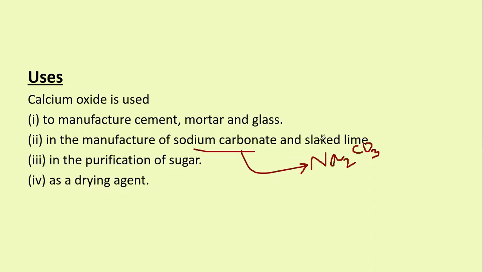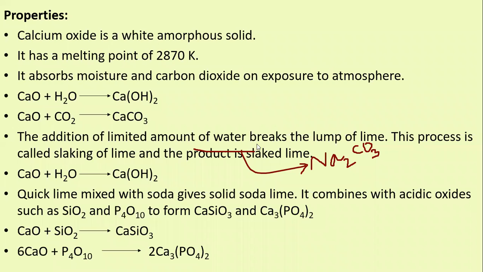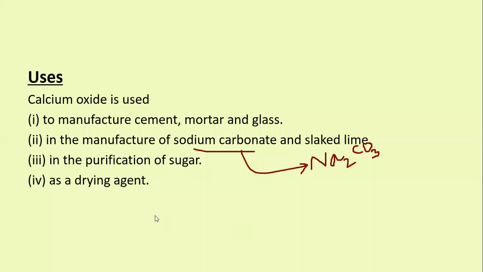Now flake lime. Okay, so flake lime means we are just adding water to the calcium oxide. When water is added, it gets converted by flaking of lime, and the product you obtained is called flake lime. And also it is used in the purification of sugar.